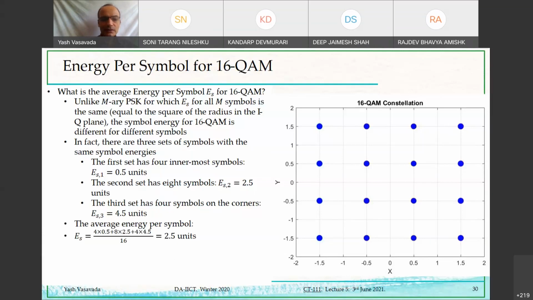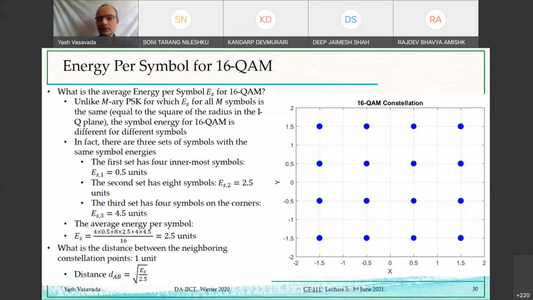But this 2.5 is for the case when the distance is 1 unit. And so if I do ES divided by 2.5, I actually get 1 unit. So I'm going to just equate it to distance. And so my distance formula becomes the square root of ES divided by 2.5. And this should hold regardless of what the average symbol energy is for this particular constellation.